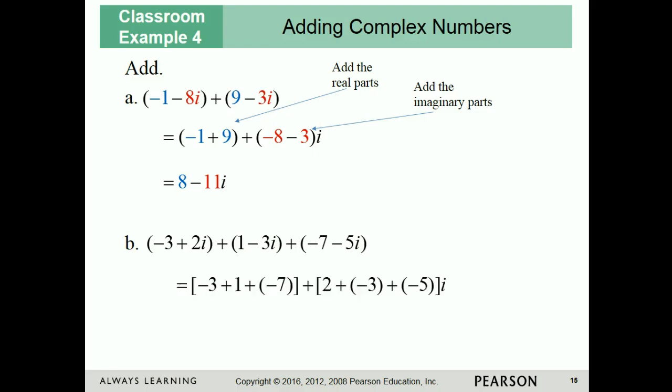So here we have a situation where we are adding the real parts and adding the imaginary parts. So there we would come up with -9 minus 6i. Again, we just combine the real parts and combine the imaginary parts.